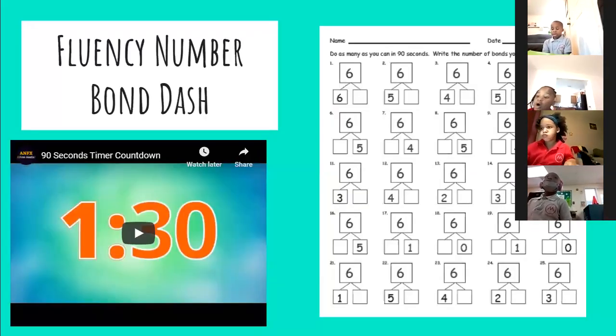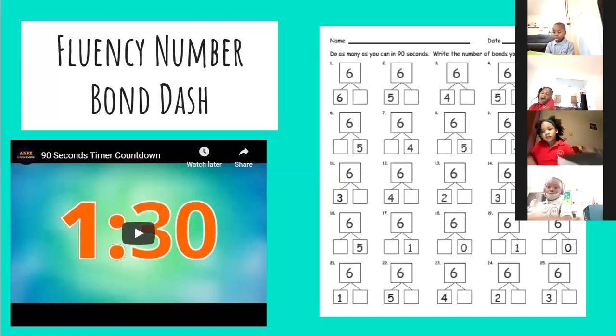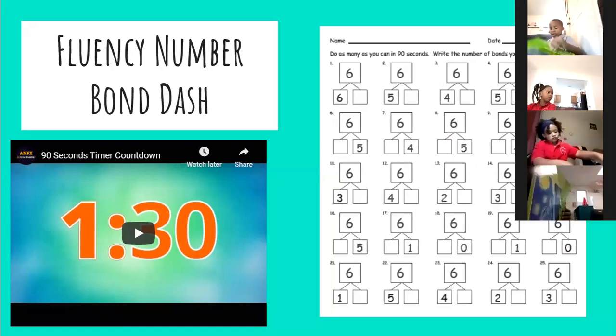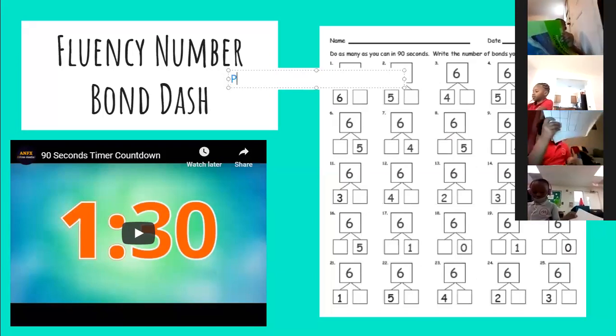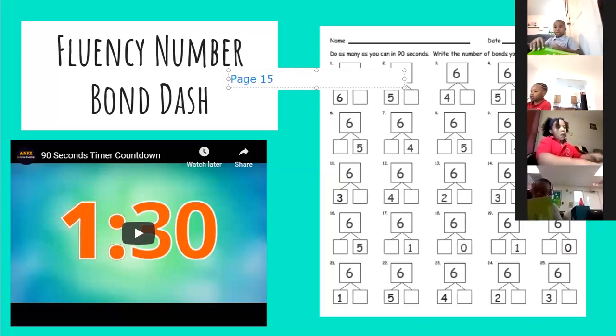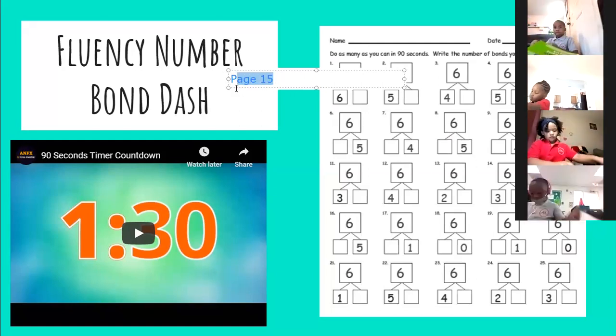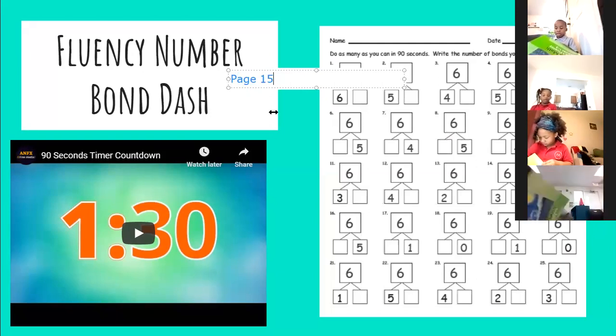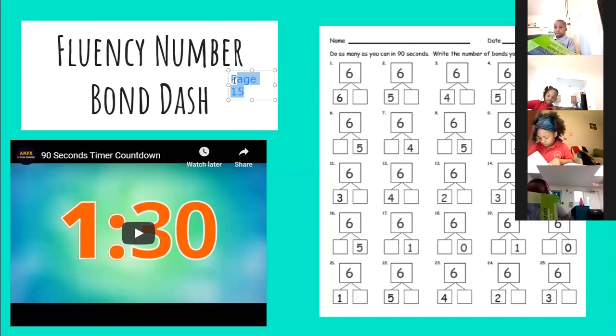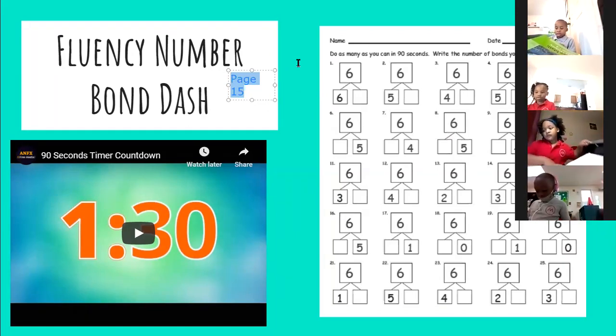So in your book with the moon on it, turn to page 15. The book with the moon, turn to page 15. 10, 9, 8. Which book, Miss Adams? I said the book with the moon. You got to turn your listening ears on and put yourself back on mute. The moon book? She said the moon book.